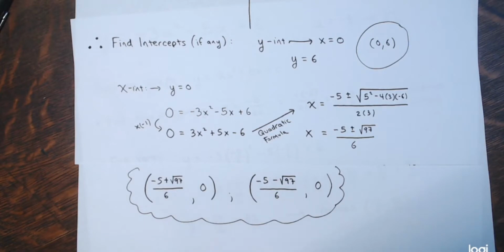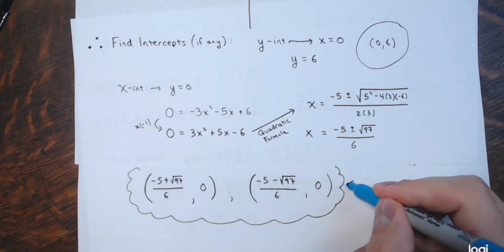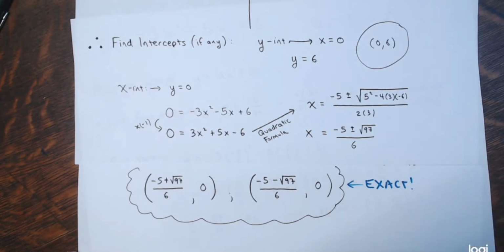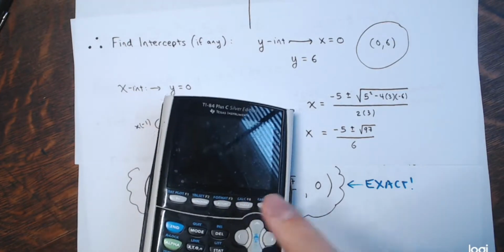Now we are asked in the assignment, you can enter an exact answer, right? This would be considered exact, where you leave it the way it is without entering it into a calculator. But it also says you could round to 2 decimal places. All right, so I have a calculator. I'm just going to go off to the side.